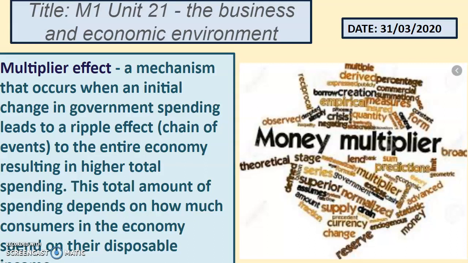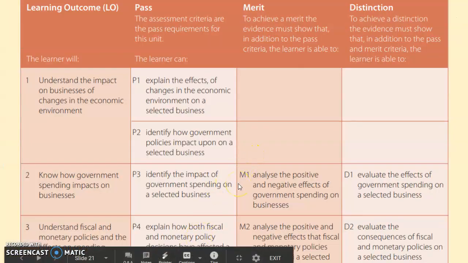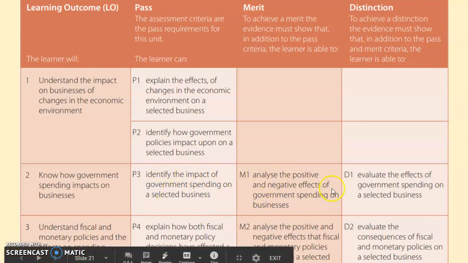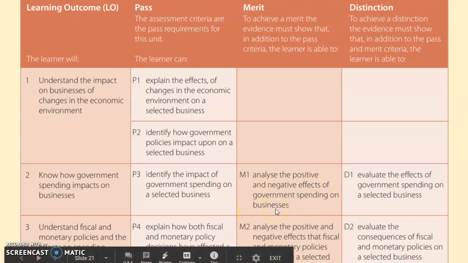Now, I hope that was clear, and I hope that you remembered those terms. So we have looked at tasks P1, P2, P3, and now we're going to have a look at M1. The good thing about doing M1 is that although it is harder because it's a merit task, the content that we've learnt in P3 is going to be the same that we're going to reuse to write task M1. So for task M1, we need to analyse the positive and the negative effects of government spending on the business, which is Tesco.